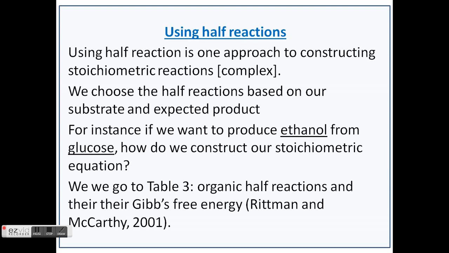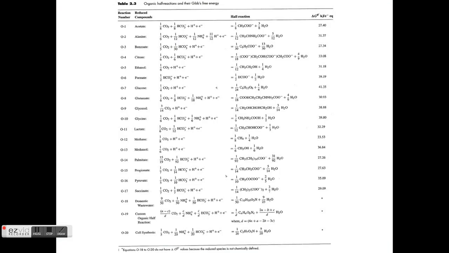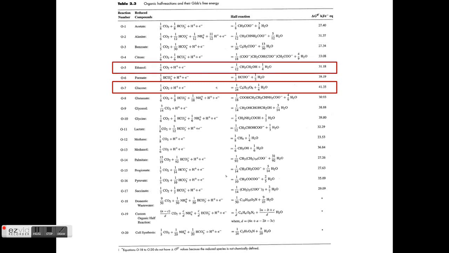The first example I want us to go through is production of ethanol from glucose. To do this, we're going to use Table 3 in our reading, Rittmann and McCarty. I have that table reproduced here. So what you do is you look for glucose. We're converting glucose to ethanol, and then we look for ethanol. So we have the two compounds of interest to us. How do we use that in formulating these equations, formulating the reaction?